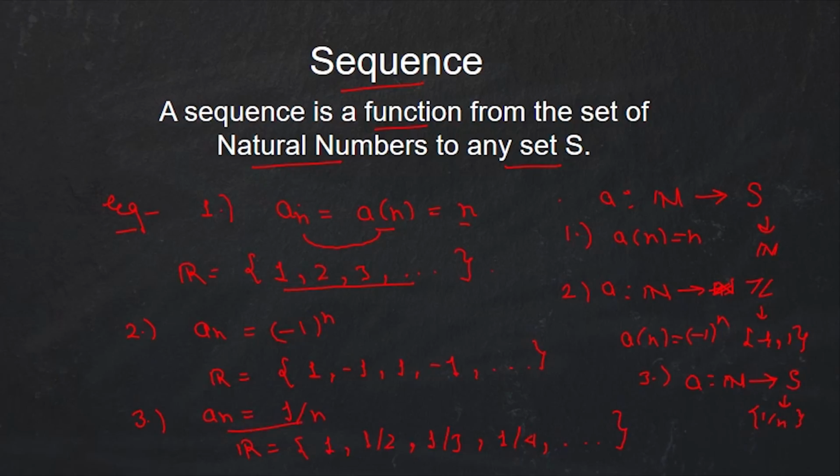So basically what we have seen is that S can take any form. In the first example it was the natural numbers, in the second example it was a subset of integers, and in the third example it is a subset of real numbers of the form 1 over n, where n is any natural number.